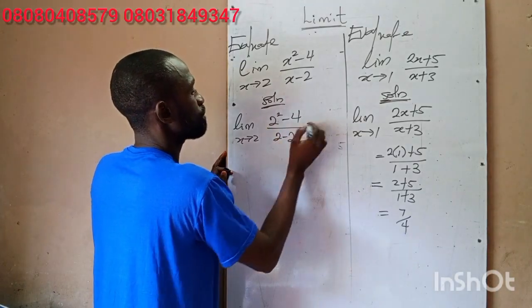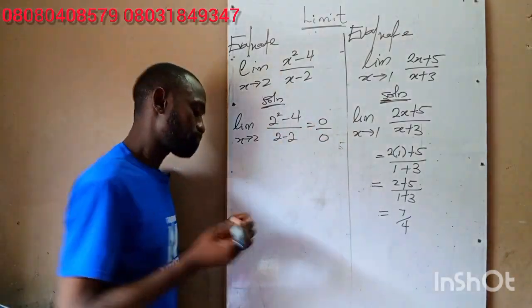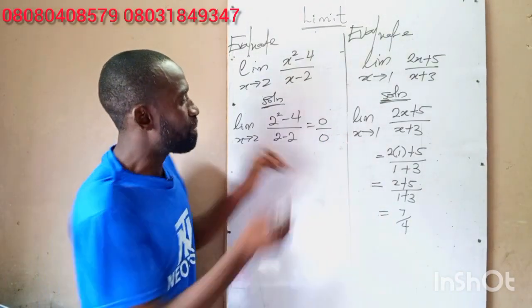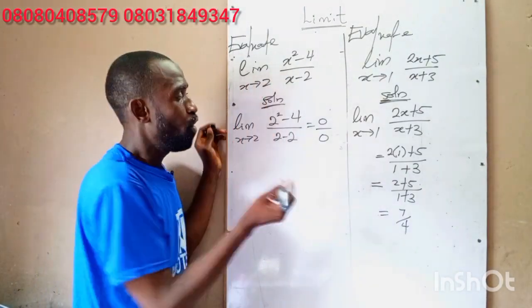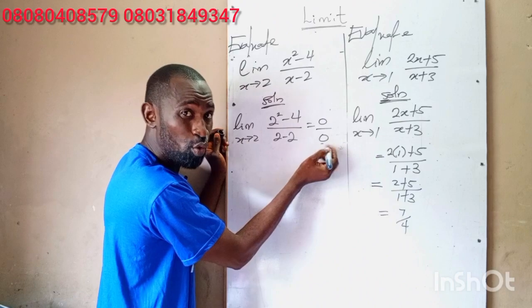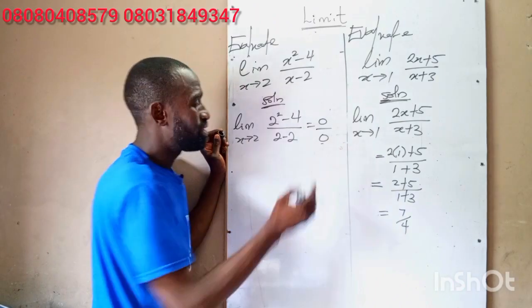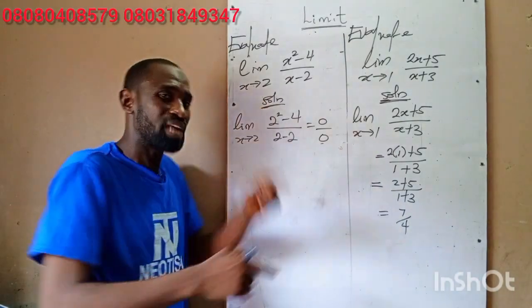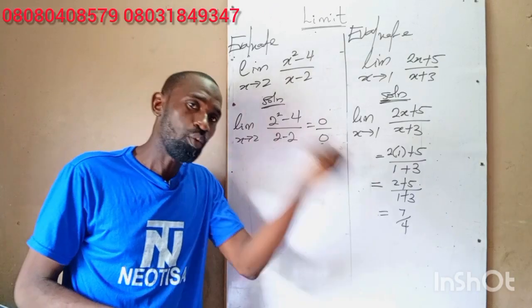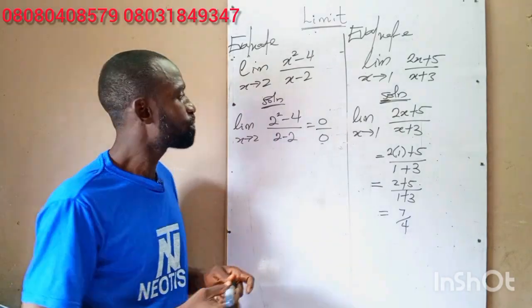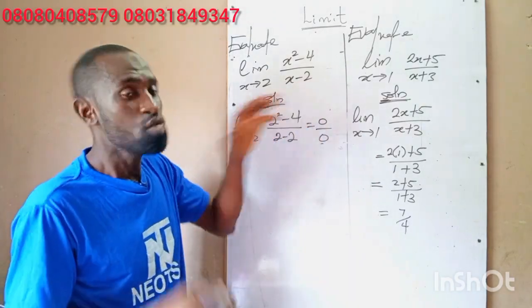2 minus 2 will give us what now? 0 over 0. I'm less concerned about this one. Once the denominator is 0, it means what? We cannot use direct substitution. We cannot use other methods. So here, I can use the factorization method.